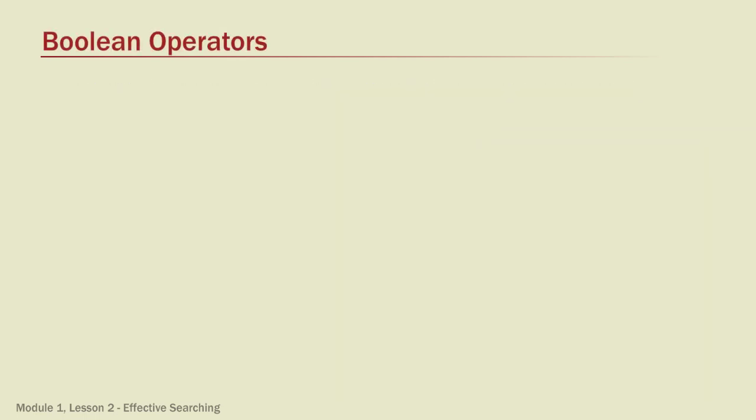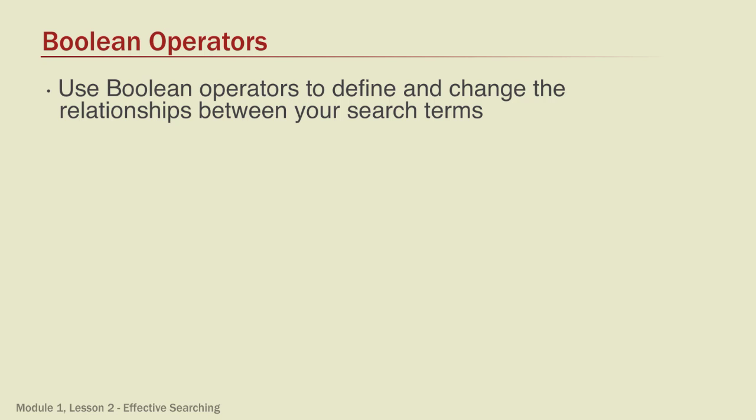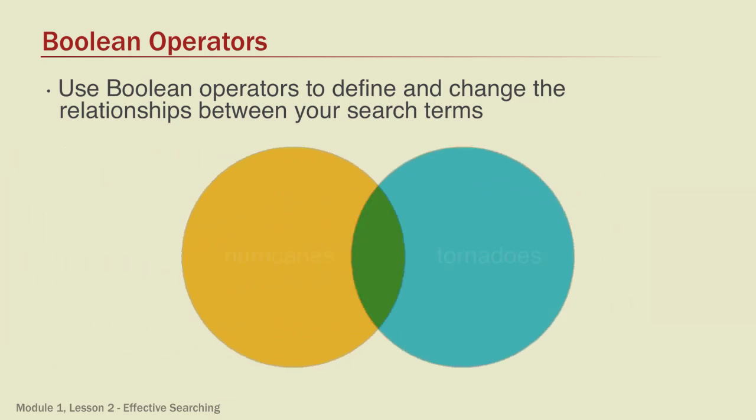Boolean operators. Consider using special words called Boolean operators: AND, OR, and NOT. These words give the database additional information about how to process a search that uses more than one term. Let's look at some examples.